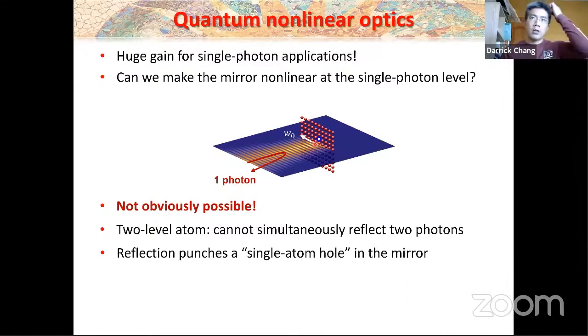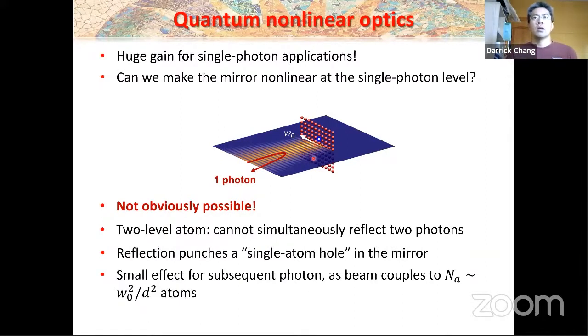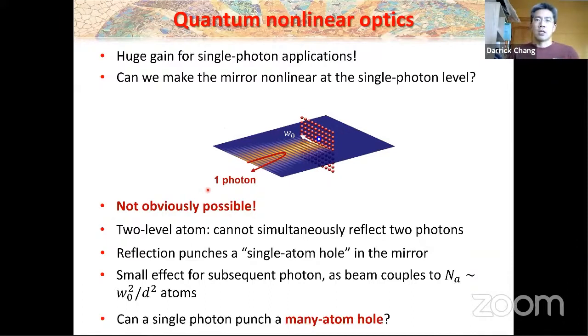So it's a bit of a nonlinear effect because this one atom hole makes the array slightly less reflecting than it was before, but it's really just a small nonlinear effect. And that's because this optimized beam area doesn't really just hit one atom, it hits potentially many atoms in this atomic array. So if I want to make this mirror highly nonlinear, you see that the strategy somehow has to be that detecting one photon, or having one excitation, punches a many atom hole in my atomic mirror.